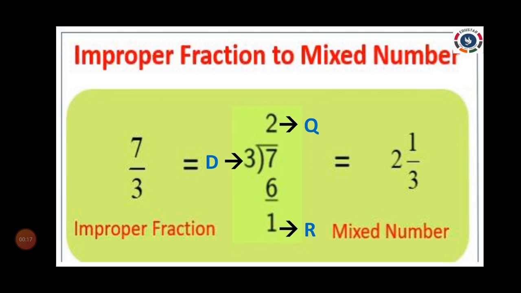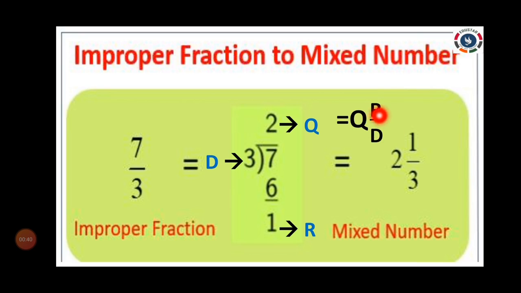So you can write the format Q, R by D. First you write the quotient, that is the whole part, then the remainder and divisor, that is the fraction part. So Q, R by D. You should write the answer in this format, Q, R by D.